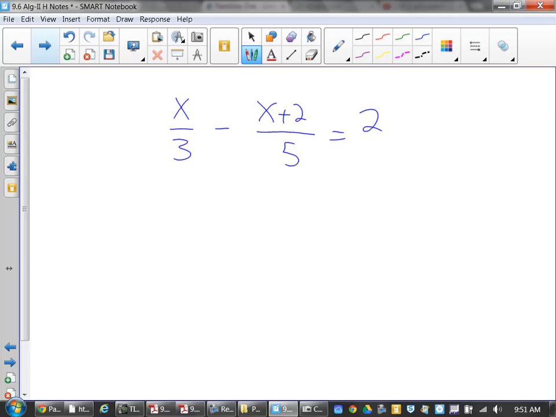Man, you're awesome. In this case, I have x over 3 minus x plus 2 over 5 all equals 2 over 1. I want to multiply both sides of this equation to get rid of the fractions. You multiply everything by 15.